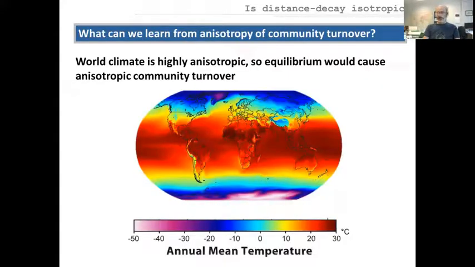So why is this relevant? It is relevant because we know for sure that climatic gradients are highly anisotropic. There's nothing isotropic here. We have very well structured bands of, for example, temperature from the equator to the poles. This is very well known, and this is why I think anisotropy is not assessed in macroecological studies, because we all assume the world is highly anisotropic.